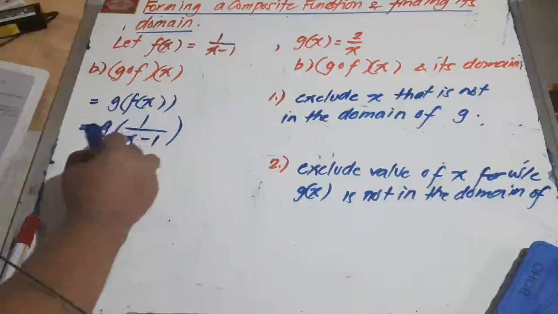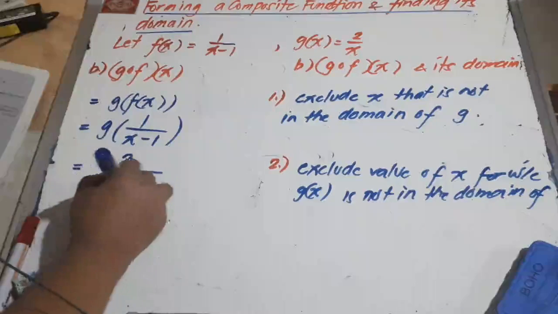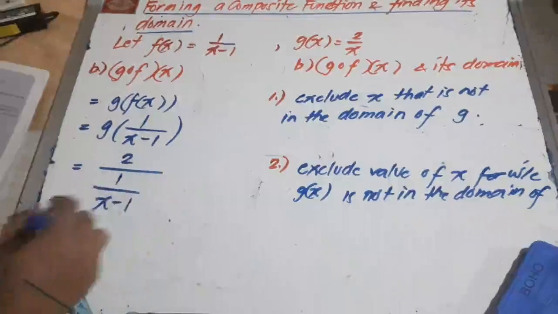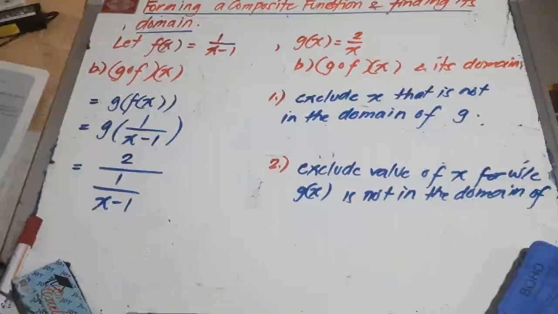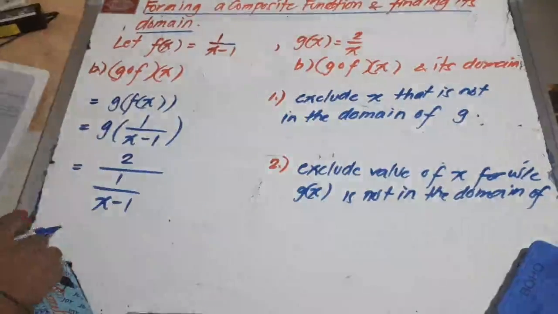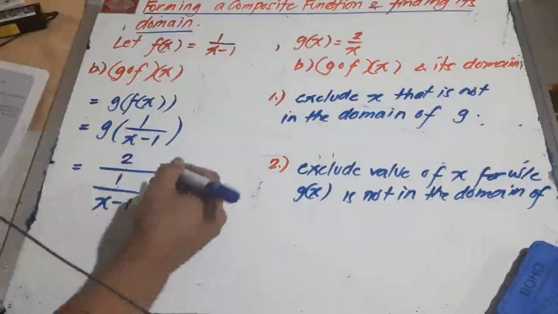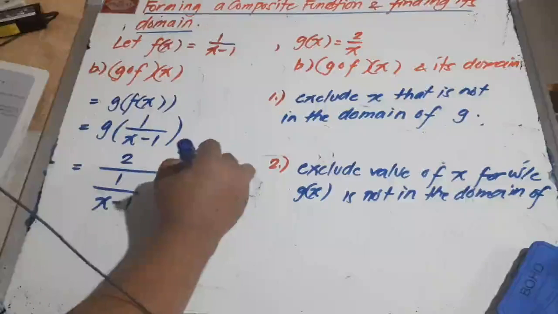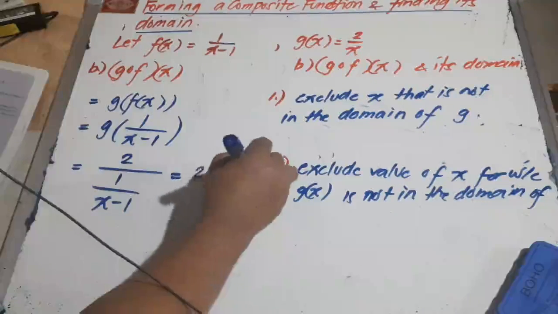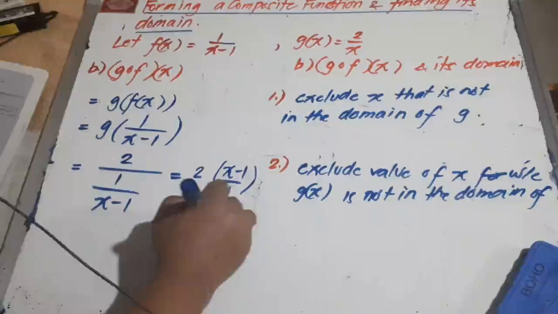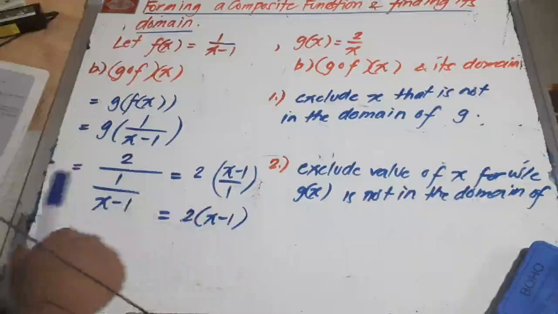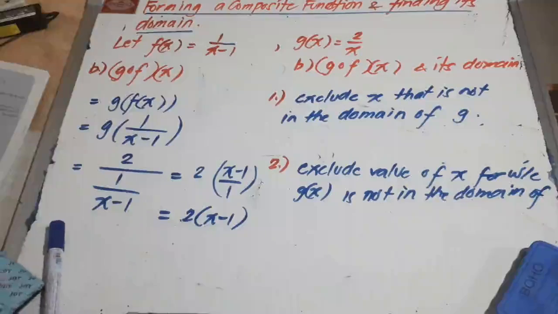So we have 2 over 1 over x minus 1. So I just replace x of g of x by 1 over x minus 1. Then if you get the reciprocal of this, the result is 2 times x minus 1 over 1. So therefore, the composite function is 2 quantity x minus 1. So that is our answer for letter B.